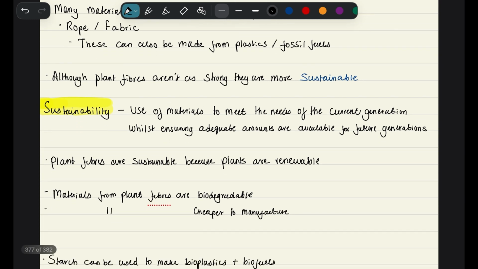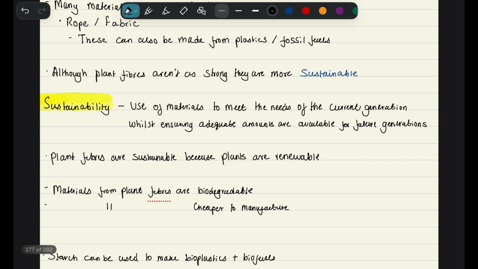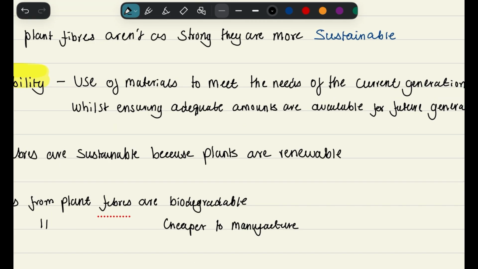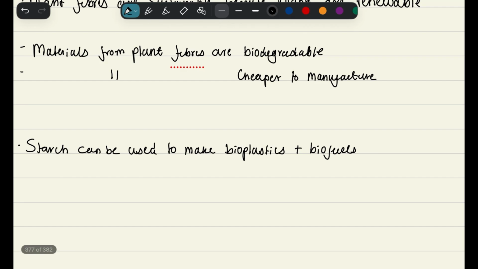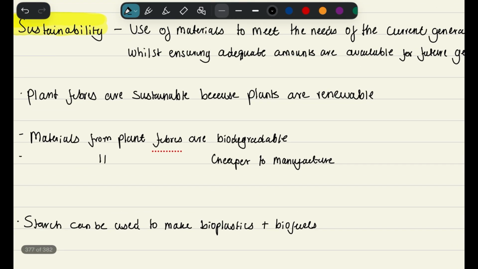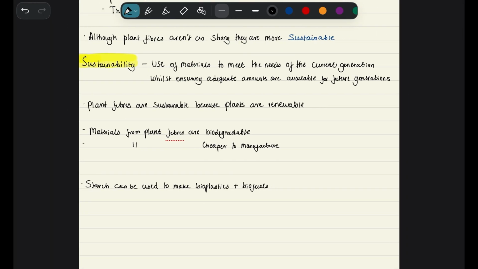So you're thinking, okay, plant fibers are more sustainable because plants are renewable. So what do we mean by that? Well, you use a plant, you can go again, you can use the plant fiber again. Yeah. Also just think, okay, plant fibers are biodegradable, less damage to the environment, cheaper to manufacture, better for our corporations. Also just know we can use starch as well. So starch can be made for bioplastics and biofuels as well. So those are just considerations to have in regarding sustainability.